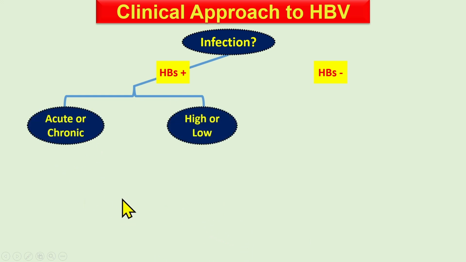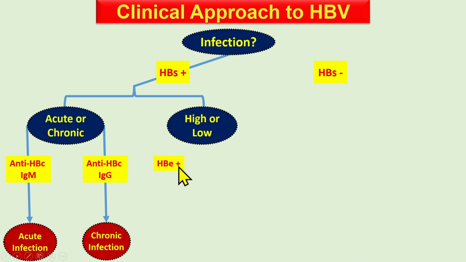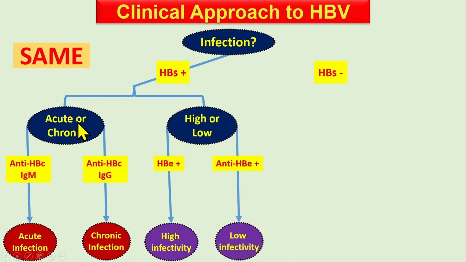How can you check acute or chronic? Of course, by the IgM. If IgM is positive, it means it's an acute infection. If IgG is positive, it means it's a chronic infection. High or low, you know better by HBE, the easy transmission marker. If HBE is positive, it means high infectivity. If anti-HBE is positive, it means low infectivity, not easy, anti-easy. So low infectivity. This is the mnemonic: HBS, M, and E.